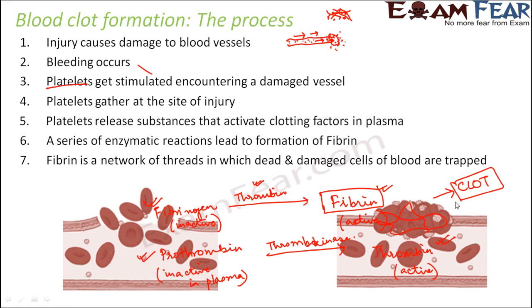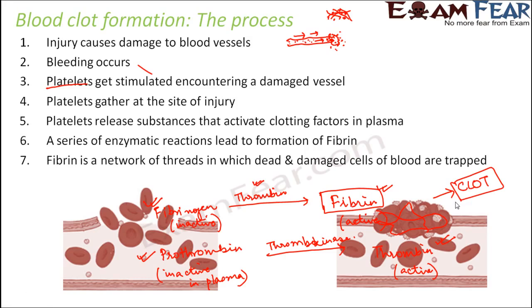Whenever the platelets encounter a damaged blood vessel, they tend to gather at that site. They also release substances which help to activate the inactive clotting factors present in plasma. This leads to the formation of fibrin, and fibrin and platelets together lead to the formation of the clot. So basically, it is not only the platelets which help in clot formation. There are multiple factors involved, like the platelets, the fibrin, and even calcium ions present in these enzymes help in the process of coagulation.